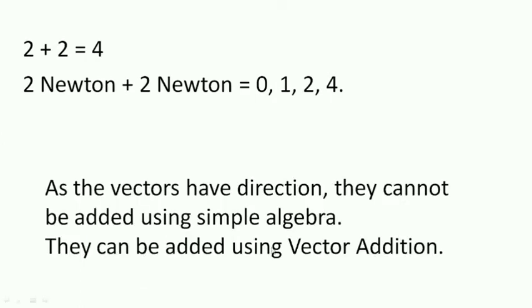As vectors have direction also, we cannot add them using simple algebra. For that we need vector algebra. So we'll understand how to add two vectors which have direction. Now we'll understand the triangle law. The triangle law is used to find the resultant of two vectors.